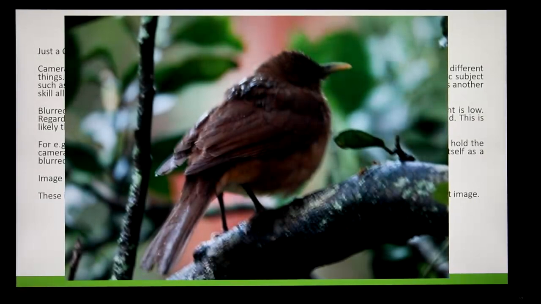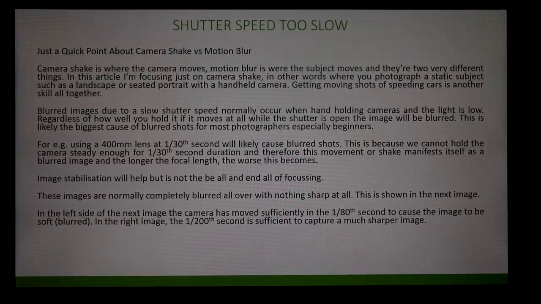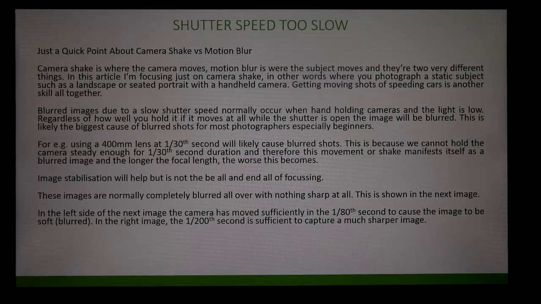Blurred images due to a slow shutter speed normally occur when hand-holding cameras and the light is low. Regardless of how well you hold it, if it moves at all while the shutter is open, the image will be blurred. This is likely the biggest cause of blurred shots for most photographers, especially beginners.